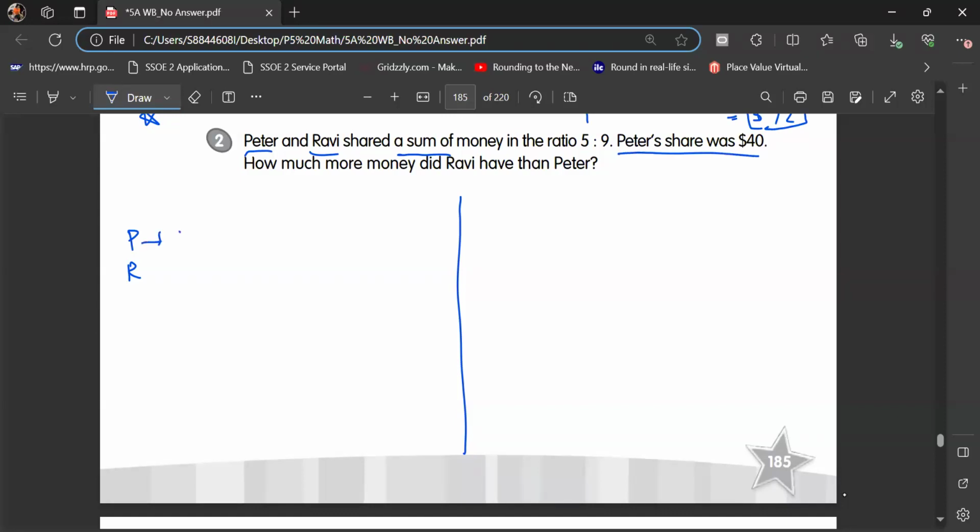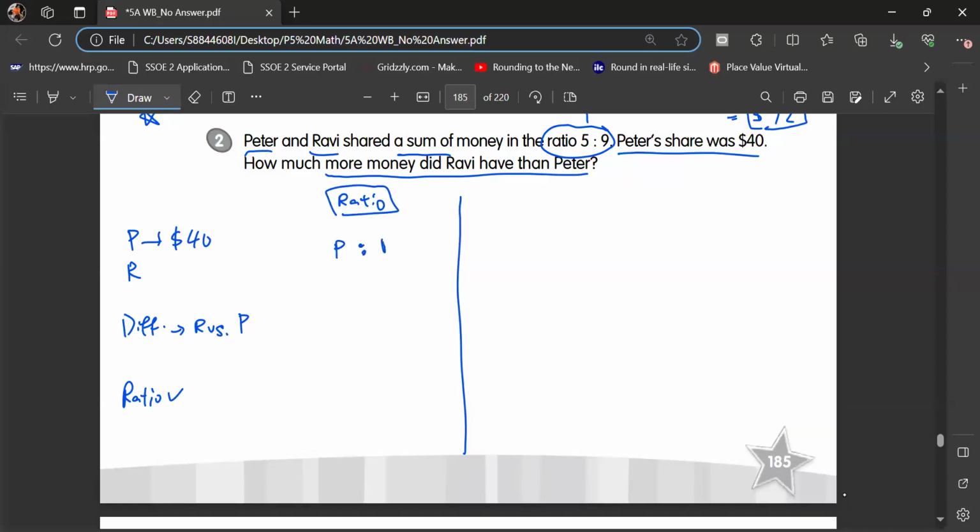Peter is given, Peter is $40. The question asks for how much more. Okay, this is a comparison question, it's asking for difference. Difference is Ravi versus Peter. So the ratio is given. Oh, no wonder, is it because the ratio is given? Yeah, okay. So when the ratio is given it is sometimes easier to see. Some of our friends chose to do the ratio method because Peter and Ravi is given in the question, 5:9.